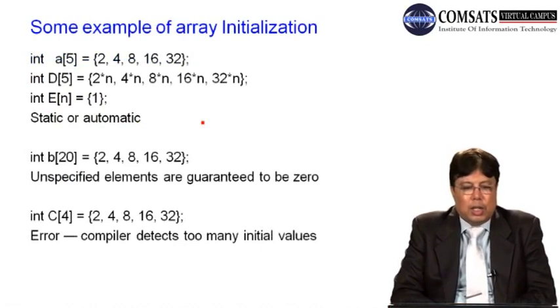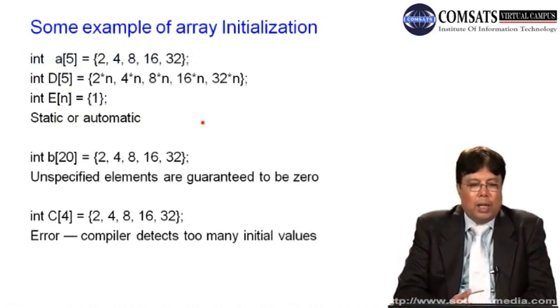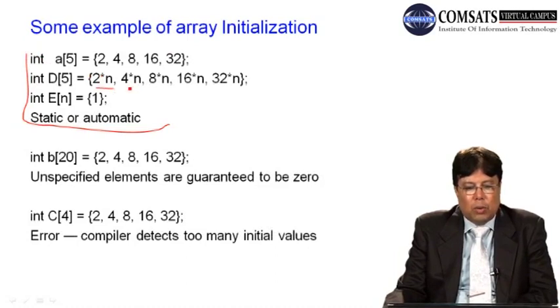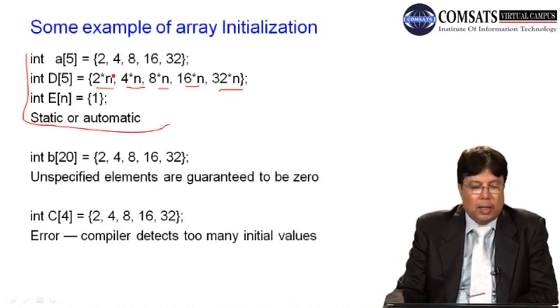Some examples of array initialization. Once again, you can define initialization, जो भी मैंने आपको बताया था तरीका, static or automatic, if you are doing it inside. Okay, you can do that. You can also use this expression also: 2 multiplied by n, 4 multiplied by n, 8 multiplied by n, 16 multiplied by n, 12 multiplied by n. And then you just need to define n somewhere before you are going to use it here. So this is static or automatic variables, and this is B20, 2, 4, 8, 6, 32.